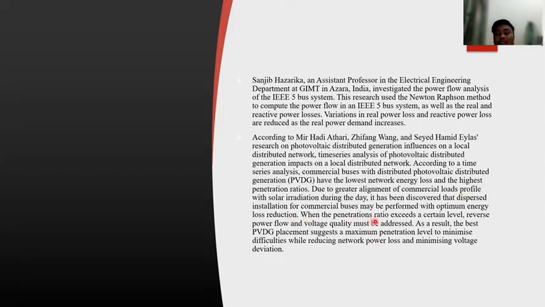When the penetration ratio exceeds a certain level, reverse power flow and voltage quality must be addressed. As a result, the best PVDG placement suggests a maximum penetration level to minimize difficulties while reducing network power loss and minimizing voltage deviation. So that's all from me. Now I will pass to the other presenter.